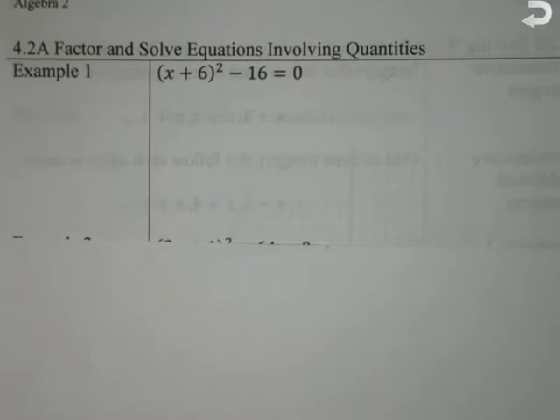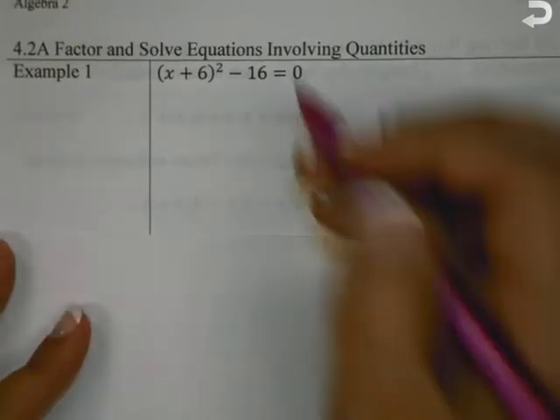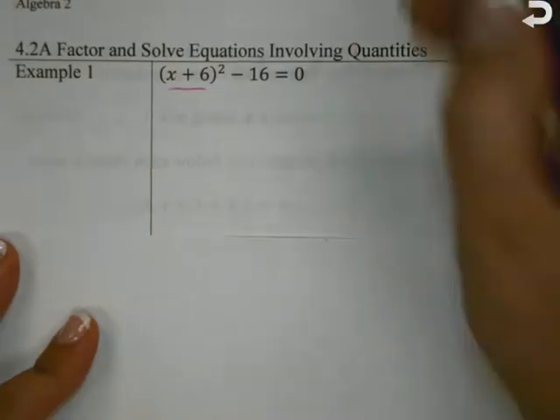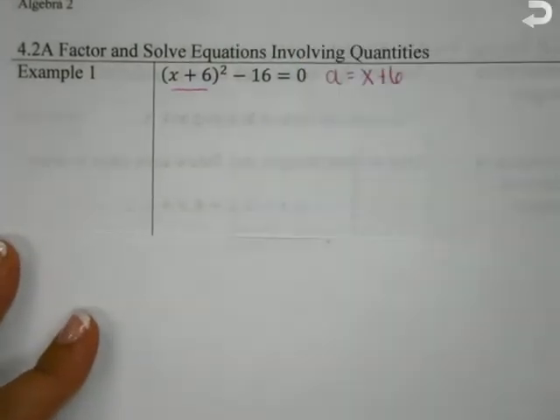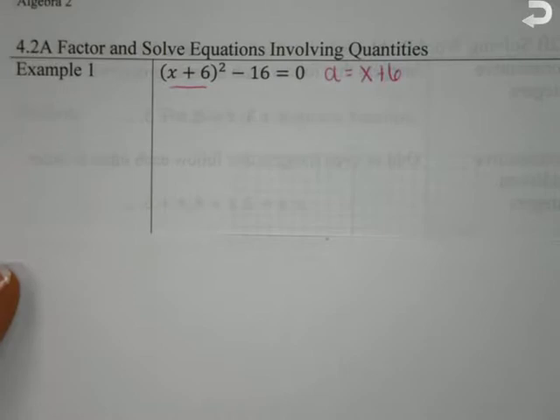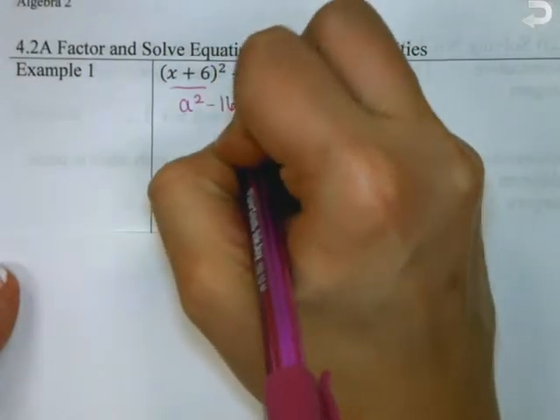We have (x plus 6) squared minus 16 equals 0. So what we want to do here is pick a variable and set it equal to the x plus 6. I'm going to pick a. So a is equal to x plus 6. And then we just plug a in. So that's going to give me a squared minus 16 equals 0.